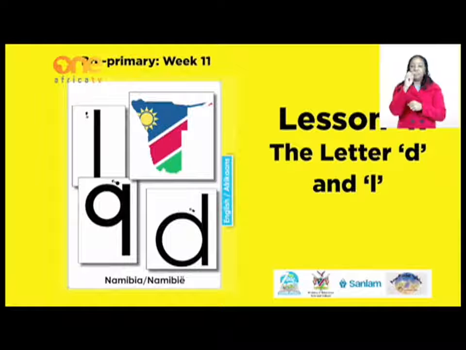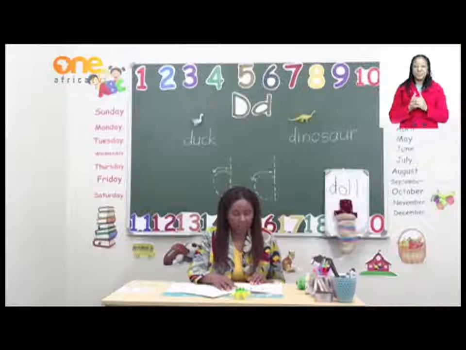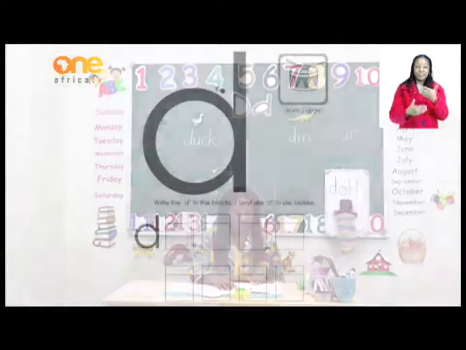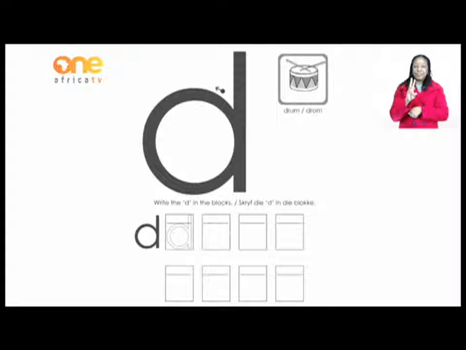Our lesson is lesson 4, the letter D and letter L. Now let's turn to page 16 of our booklet. On page 16, I would like you to look at the letter on the top of the page. That letter is letter D, as in drum.